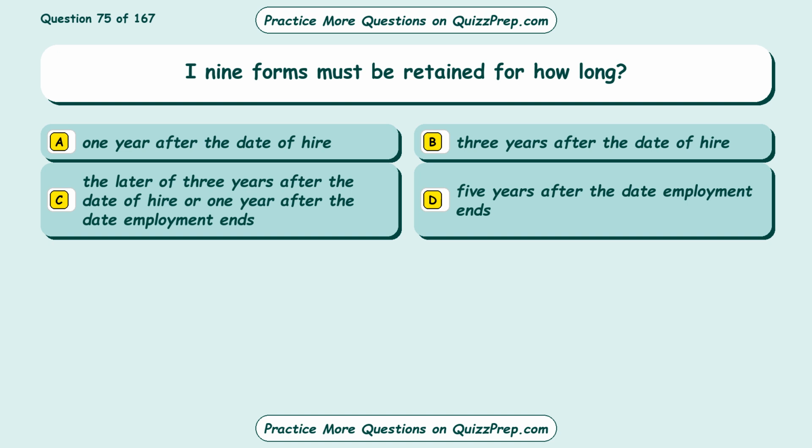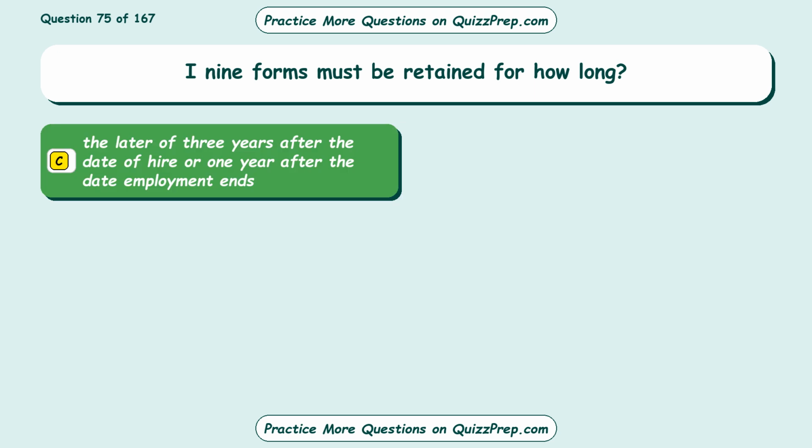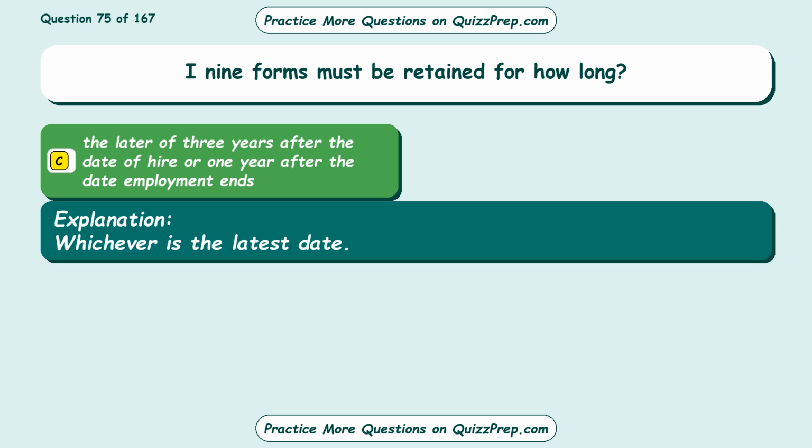Question 75. I-9 forms must be retained for how long? Option A, 1 year after the date of hire. Option B, 3 years after the date of hire. Option C, the later of 3 years after the date of hire or 1 year after the date employment ends. Option D, 5 years after the date employment ends. The correct answer is option C, whichever is the latest date.